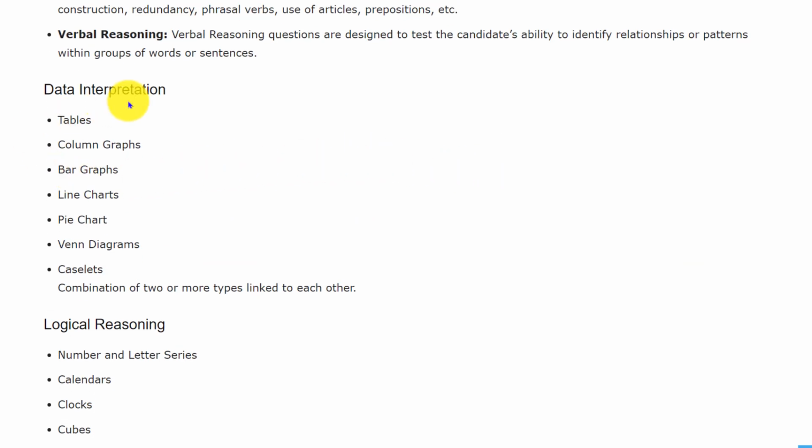The next section is data interpretation. The topics are tables, column graphs, bar graphs, line charts, pie charts, Venn diagrams, caselets, and combinations of two or more types linked to each other.